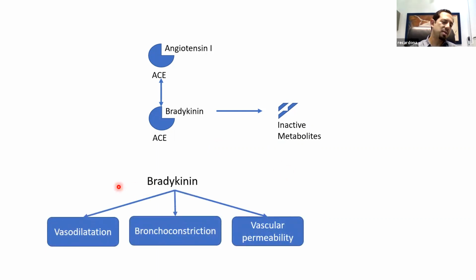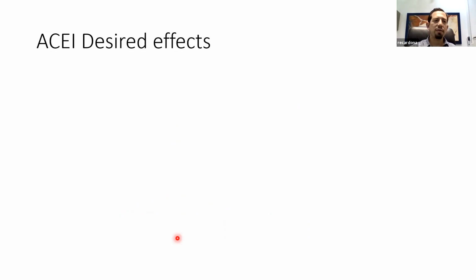Bradykinin is a hormone that produces vasodilation, bronchoconstriction, and induces vascular permeability. When we block the angiotensin converting enzyme, that means we also have more bradykinin, and this means we're going to have more vasodilation, that means more decreased peripheral vascular resistance, and we can have these other effects that are going to produce some of the secondary effects associated with the use of angiotensin converting enzyme inhibitors.